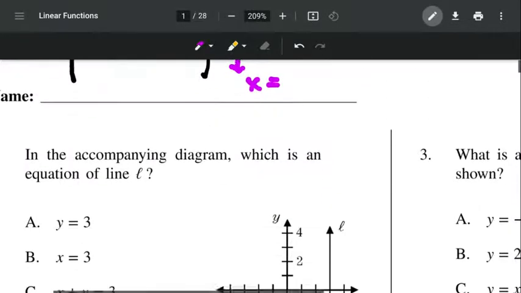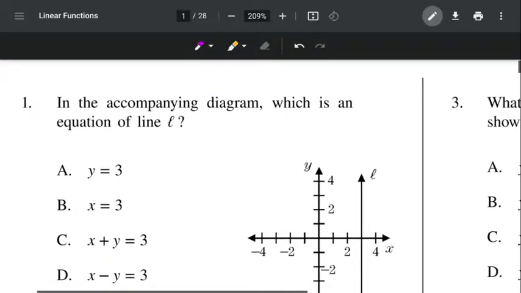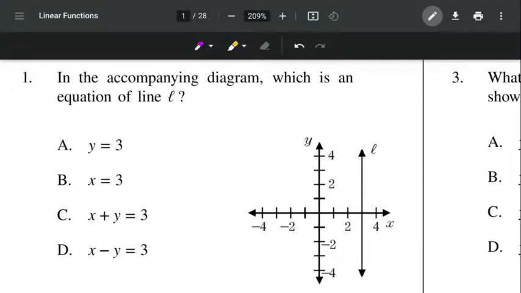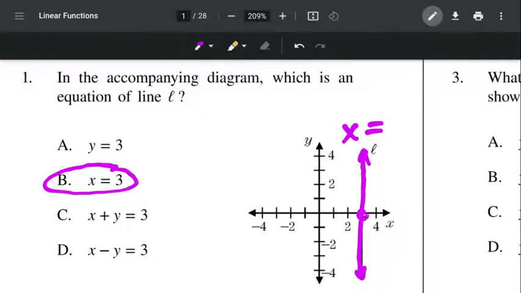So let's look at number 1 now. In the accompanying diagram, which is an equation of the line L. Okay, this is a vertical line. So what I'd like you to do is, in the question section, choose what you think is the best answer. For this problem, it is letter B, x equals 3. Since it's a vertical line, it's x equals, and it hits right here at 3, so that's why we have a 3.